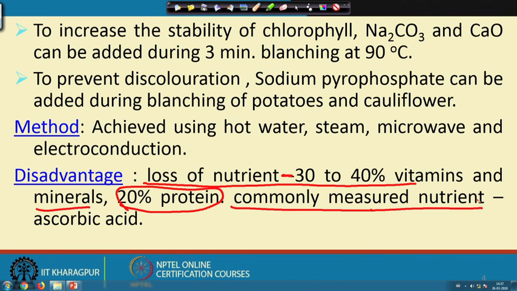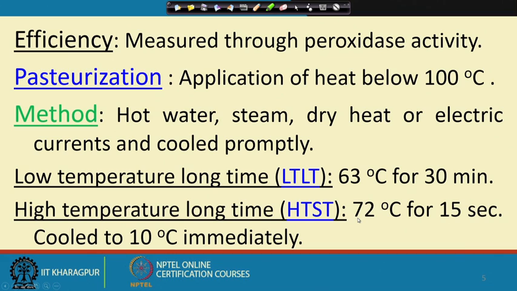This is commonly measured by the nutrient content, say the change in ascorbic acid. This is a parameter by which we can tell how good or how bad the blanching was, how much of the nutrient we lost. So, this is where we have come to some of the disadvantages.